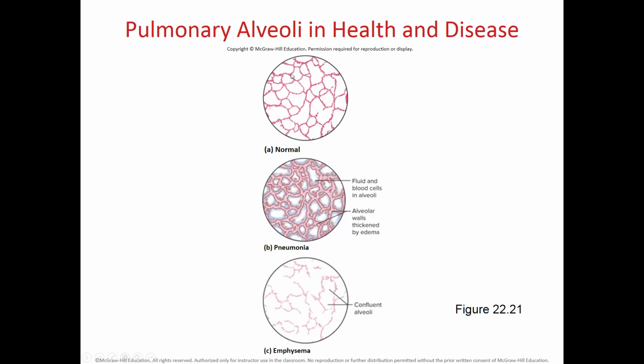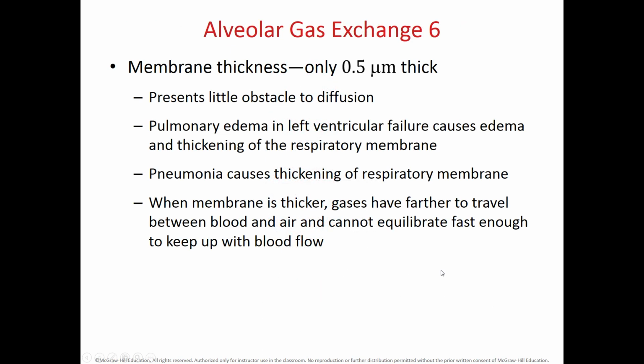So this is what the alveoli normally look like. And in pneumonia, you can have fibrosis and you can have accumulation of fluid, so you have less alveolar membrane to have this gas exchange. And in emphysema, look how many alveolar walls are lost. Not as good as this one, so you will have less gas exchange as well.